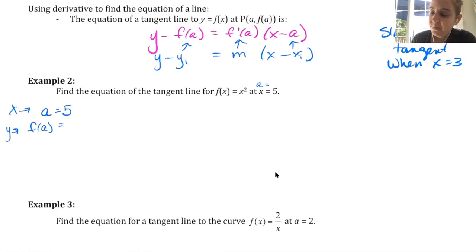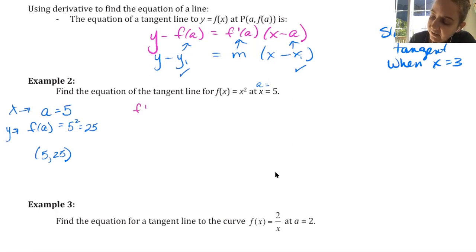Well, you would put 5 in place of the original function. So this is 5 squared, which is 25. So we're dealing with the ordered pair 5, 25. Well, that takes care of y1, that takes care of x1. We still need the slope.